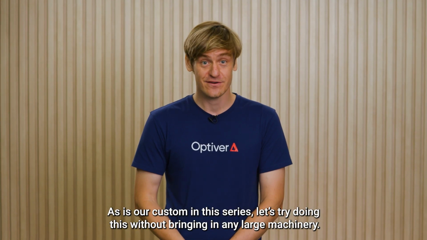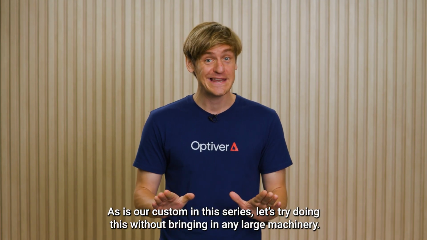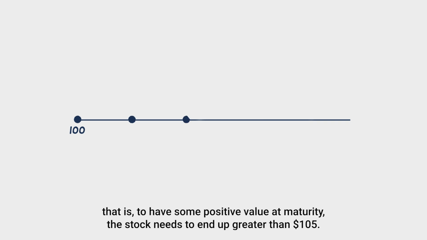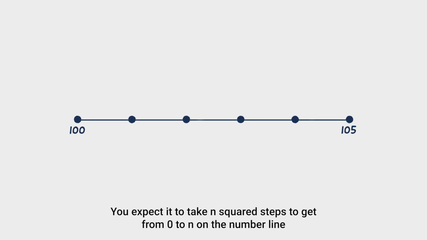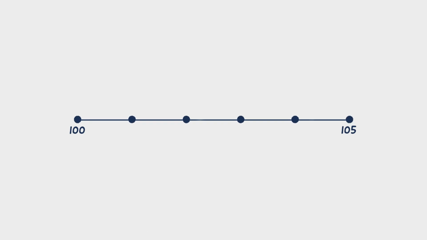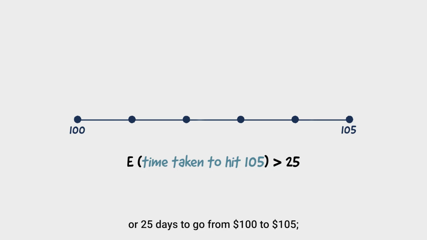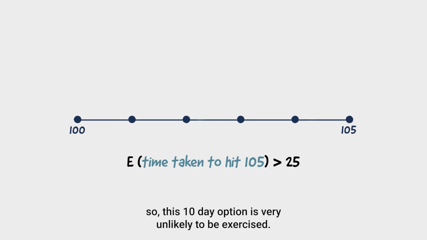As is our custom in this series, let's try doing this without bringing in any large machinery. Firstly, for the option to end up in the money, that is, to have some positive value at maturity, the stock needs to end up greater than $105. Now, think back to video 2. You expected to take n squared steps to get from 0 to n, and that's for the case where you can't go below 0. As such, you expected to take more than 5 squared or 25 days to go from 100 to 105. So this 10-day option is very unlikely to be exercised. I'm already skeptical of parting with my dollar.